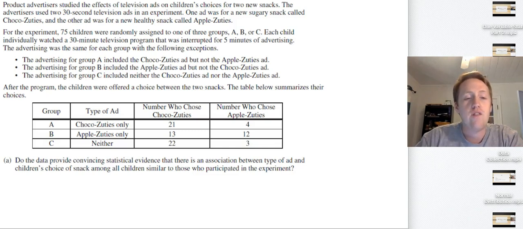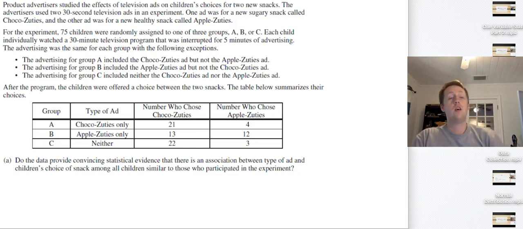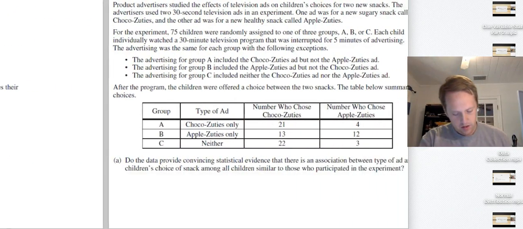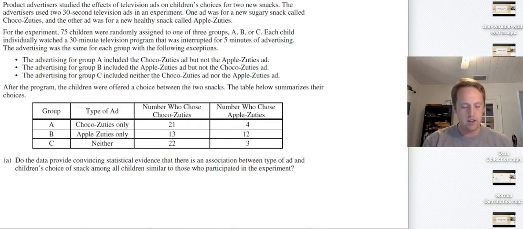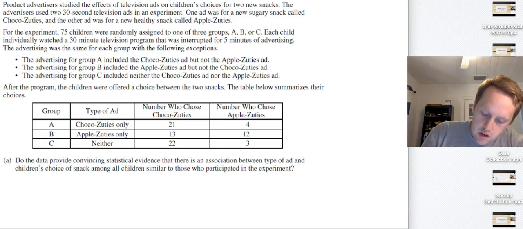The table below summarizes their choices. Do the data provide convincing statistical evidence that there is an association between type of ad and children's choice of snack among all children similar to those who participated in the experiment? Oh man, do the data provide convincing evidence? You know what that means. Full text. So, did I give myself space on multiple slides? I did. Okay, that's great. So I'm going to put the null and at least most of the plan step on this slide, and I'll put do and conclude on the next. So I'm going to do the null up here.